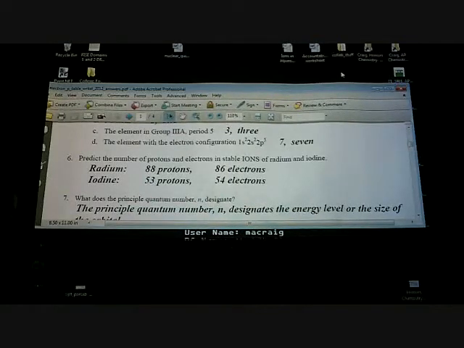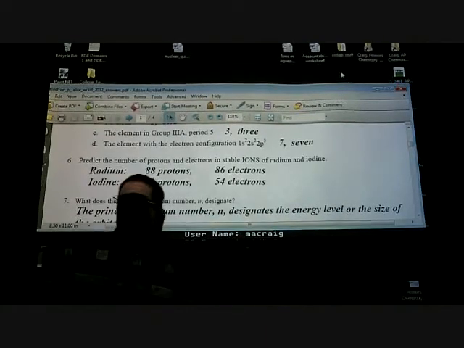Whose principle states that no 2 electrons can have the same spin? There's a person. Planck? Pauli, very good. So the Pauli exclusion principle states that 2 electrons have to have opposing spins.